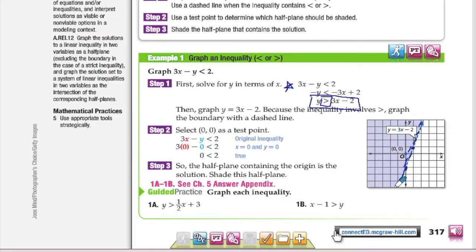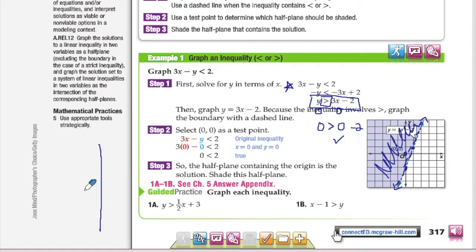Just my preference, I'd like to choose the point 0, 0 if it's open. So I can plug in 0 for x and 0 for y. And what we have is 0 is greater than 3 times 0, which is 0, minus 2. And that is a true statement, so I'm going to shade in that direction. Let's take a look at a couple example problems.